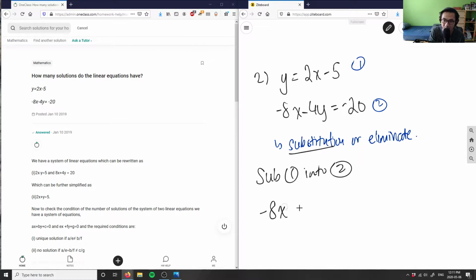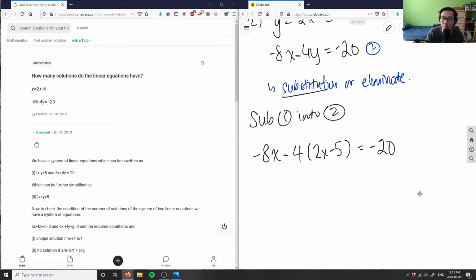It's going to get negative 8x minus 4. And my y here is now 2x minus 5, right? I'm going to substitute y 1 into 2. So I'm going to have 2x minus 5 here, and this equation is going to equal negative 20. As you can see, 2x minus 5 comes from this first equation here. And all I have to do now is solve for x, right?